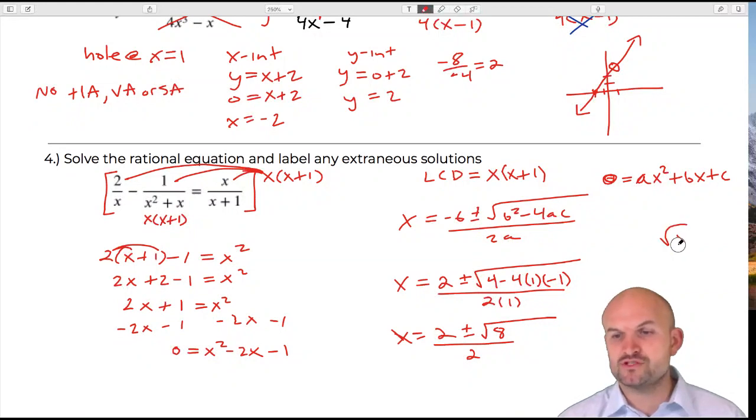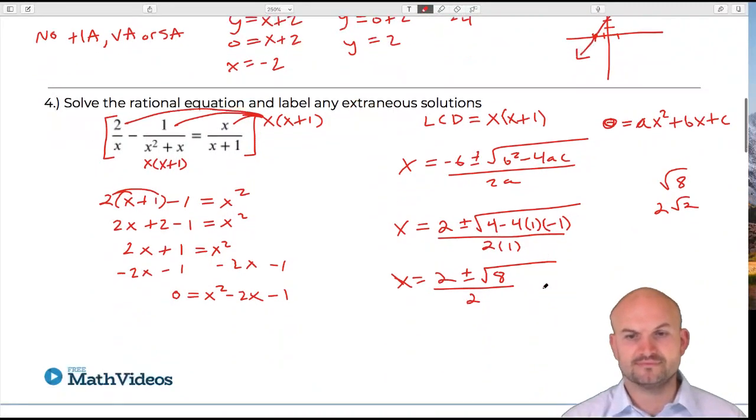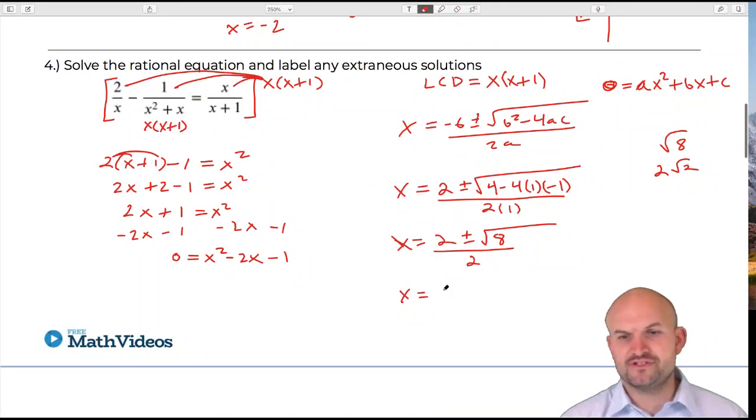Now, remember the square root of 8 can be broken down into 2 square root of 2, right? So therefore, x is 2 plus or minus 2 square root of 2, over 2. Distribute the 2 in there. You're going to have 1 plus or minus the square root of 2.